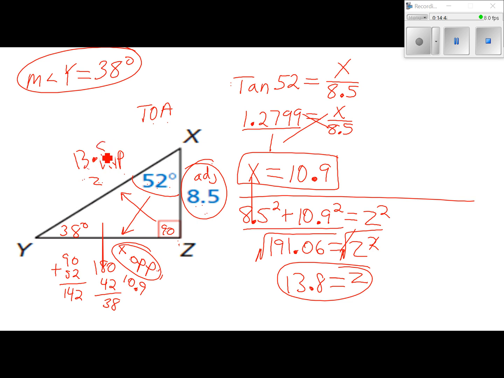I would check to make sure that my answers make sense. Remember, the hypotenuse has to be the longest side, which it is. Make sure all my angles add up to 180, which they do.